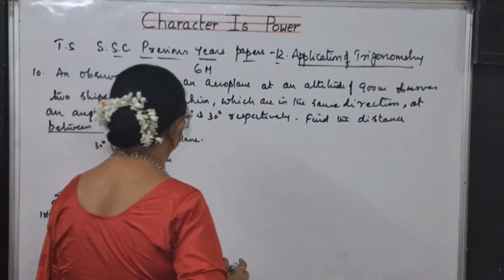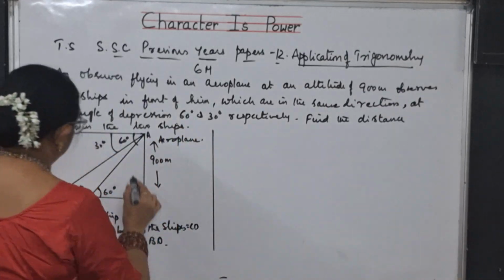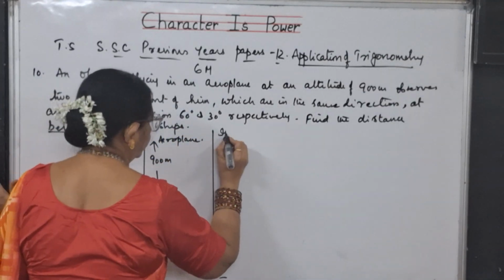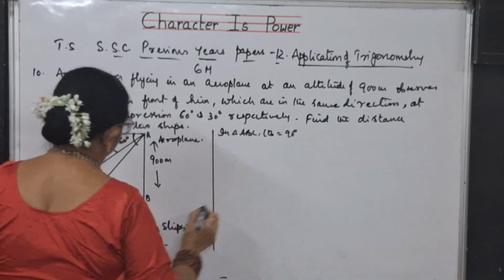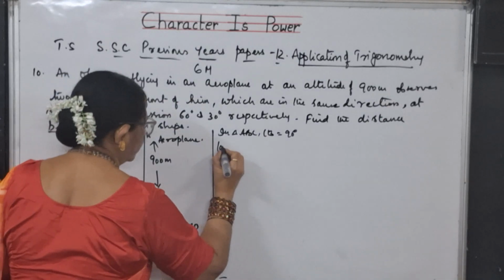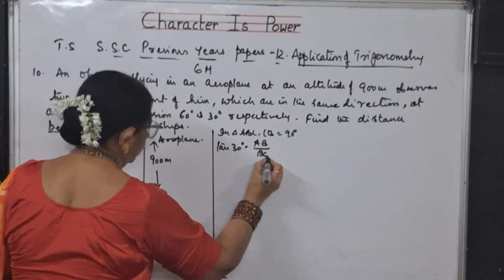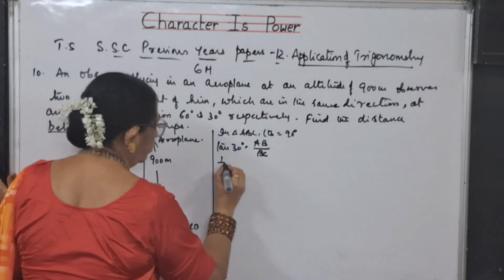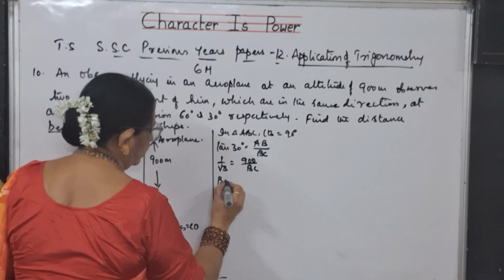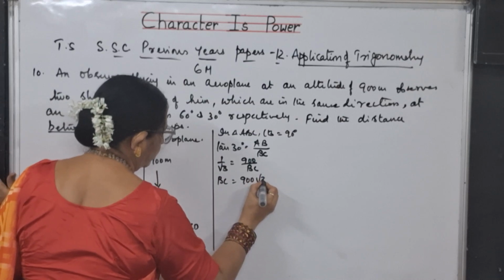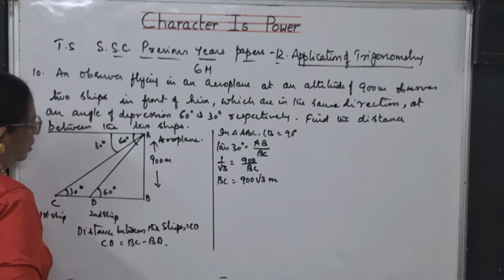So let us go for it. Now we take triangle ABC. In triangle ABC, angle B is 90 degrees. So this is 30 degrees. Tan 30 degrees is equal to AB by BC. 1 by root 3 is equal to 900 by BC. So what is BC? 900 root 3 meters. I have got the BC value, 900 root 3 meters.